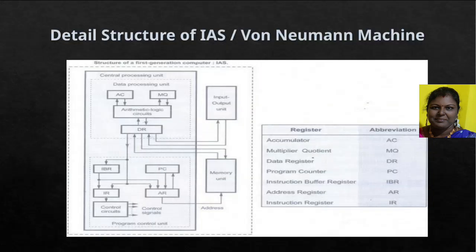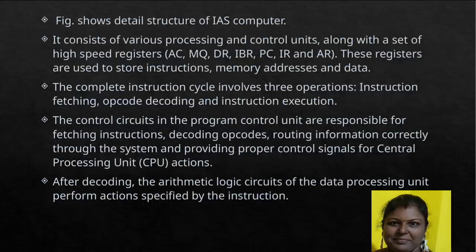Now, let's dive into the detailed structure of the IAS, or von Neumann machine. This architecture is the foundation of modern computers. It's built around a central processing unit, memory, input, and output. What makes it unique is how it stores both data and instructions in the same memory space. This design allows the machine to fetch, decode, and execute instructions sequentially, a simple yet powerful concept that shaped computing as we know it. Let's take a closer look at the detailed structure of the IAS computer.